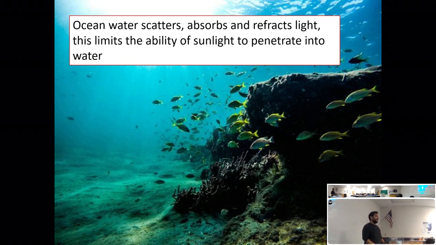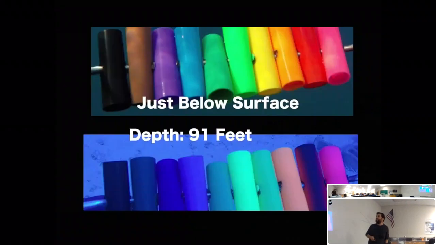That means that as you go down deeper and deeper, you'll notice that colors actually change. This is a cool experiment you can do. Let's say you take this toy with all these different rainbow colors, and you take it down to 91 feet, which is really not that deep. That's still kind of the surface water. And look how the colors change. Very different, right? That's because certain wavelengths are absorbed better than other wavelengths in water.